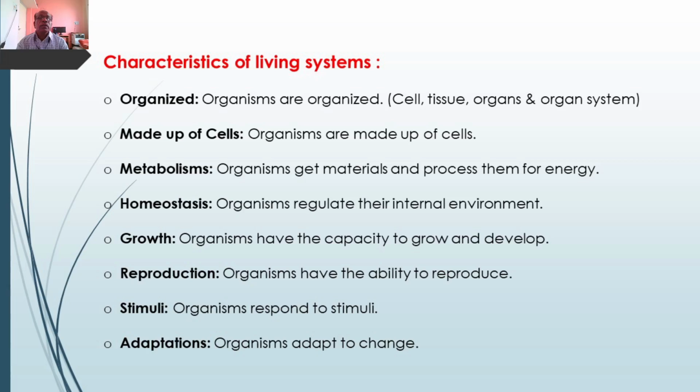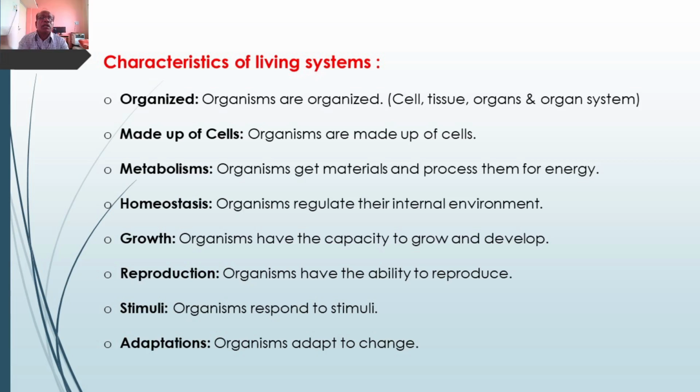And while organizing the organisms, there are several steps which can be explained in simple words, given in the bracket, that is cell, tissue, organs and organ system. So cells will form the tissue, tissues will form the organs, organs will form the organ system, and organ systems will form the organism. So this is just an organization.